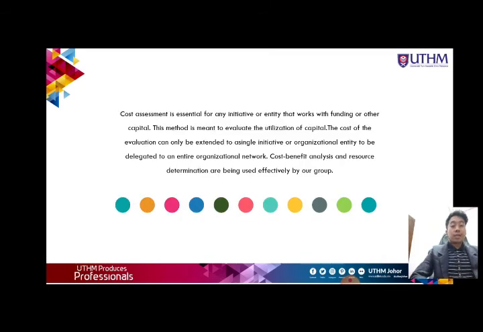Okay, let me start with the introduction. Cost assessment is essential for any initiative or entity that works with funding or other capital. This method is meant to evaluate the utilization of capital. Cost evaluation can be extended to a single initiative or organization entity, or delegated to an entire organization network. Cost benefit analysis and resource determination are being used effectively by our group.